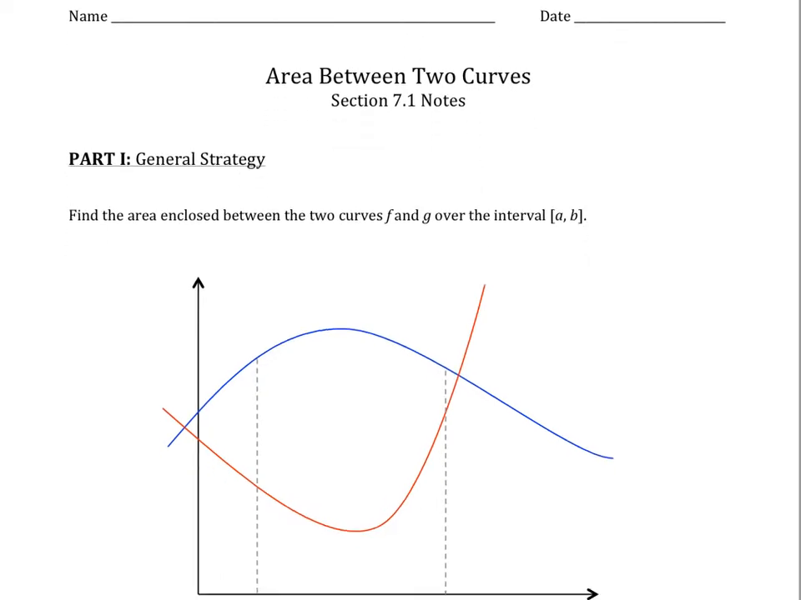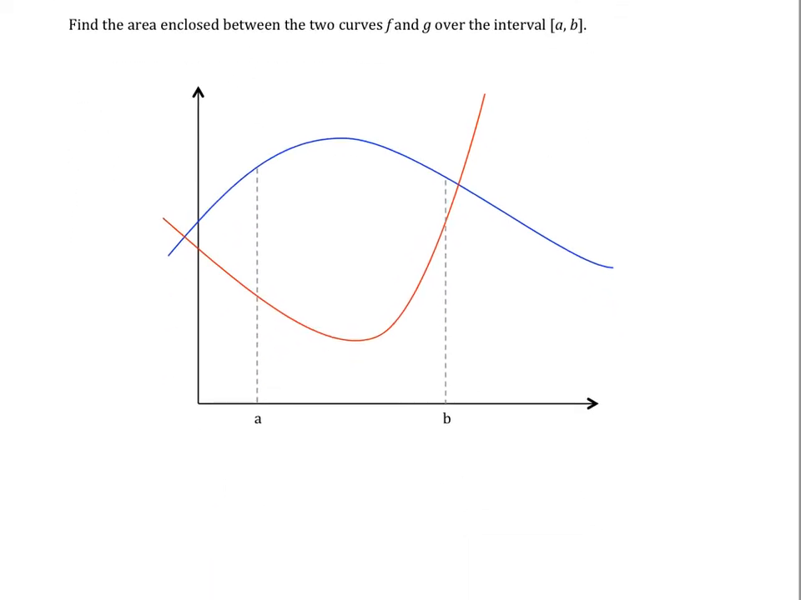So, for example, I'm going to bring you to this little picture down here. Find the area between the two curves f and g over the interval [a, b]. So we'll call this blue one f, and we'll call this red one g. You're going to have to forgive me. I left my stylus at school, so my handwriting's going to be pretty atrocious. So we want the area between the two curves. So that would be this region right here.